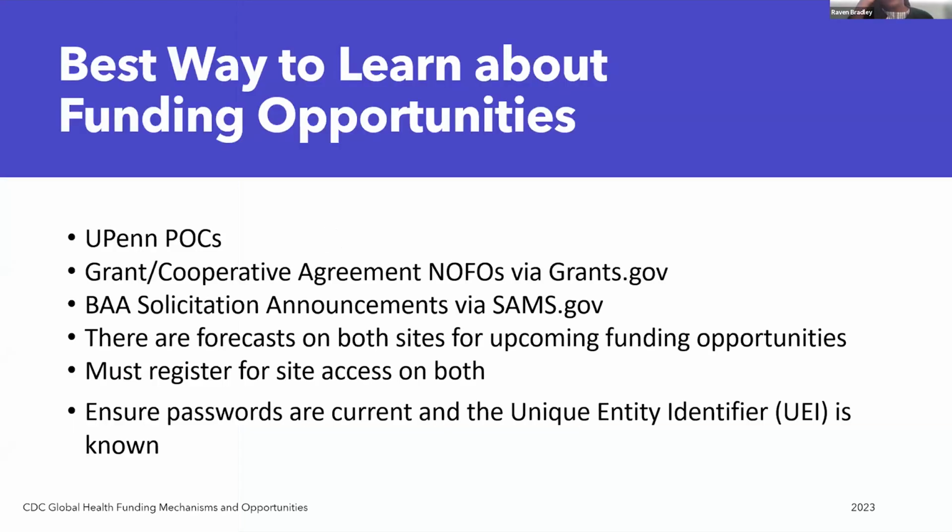Next slide, please. So best ways to learn about funding opportunities. UPenn contract POCs in the administrative office, or even at any other respective organizations you may be affiliated with. Grants and cooperative agreement NOFOs are released via grants.gov. BAA solicitation announcements are released via SAMS.gov. There are even forecasts on both of these sites for upcoming opportunities. So you can see not only what's currently being solicited for application, you can also see what's coming down the pipeline.